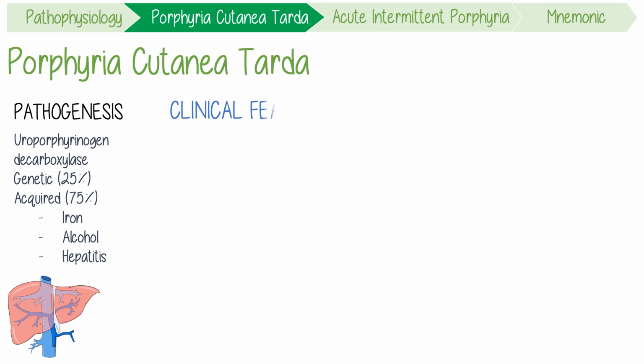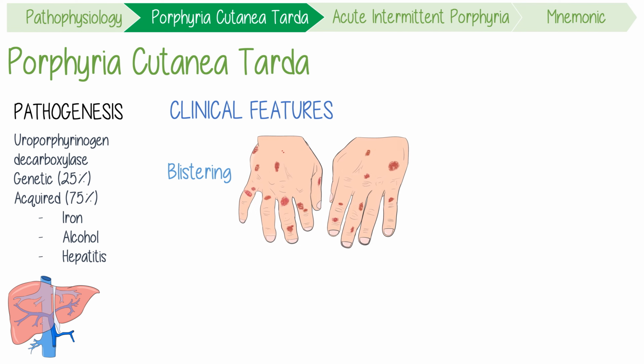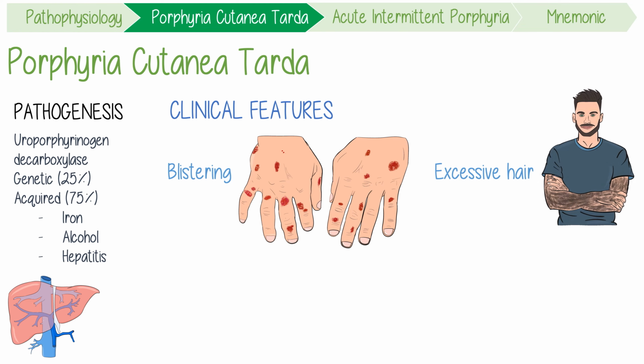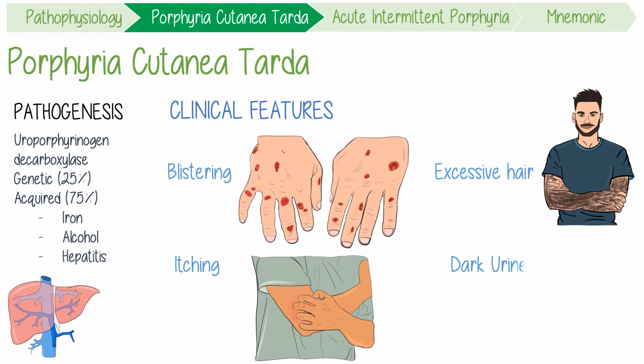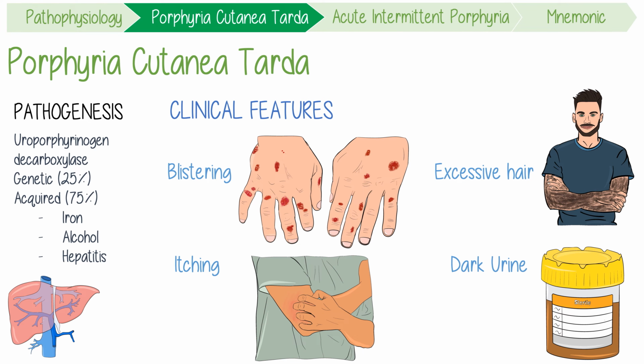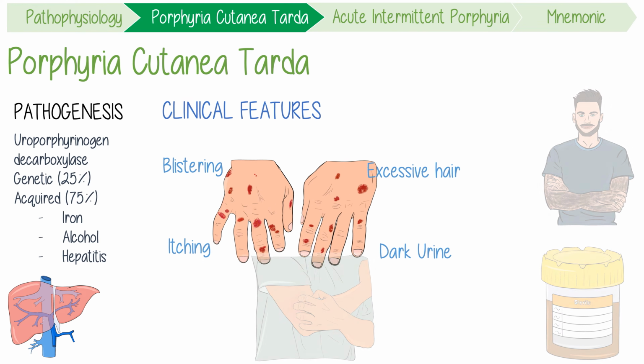It causes clinical features including blisters and crusted skin lesions on sun-exposed areas in response to minor trauma, skin fragility, excessive hair growth, itching, and dark reddish urine. This occurs because the accumulated precursor gets excreted in the urine and has a dark red color.